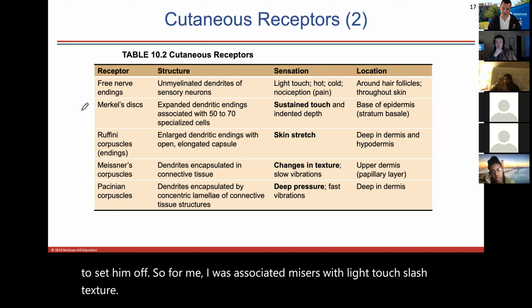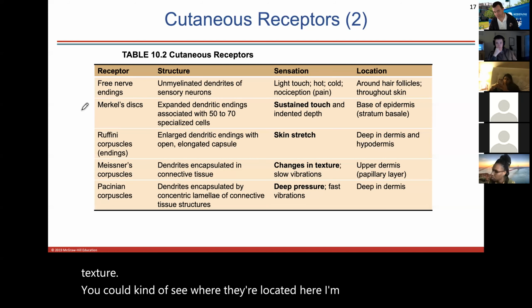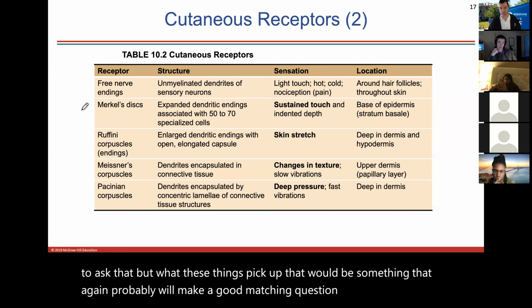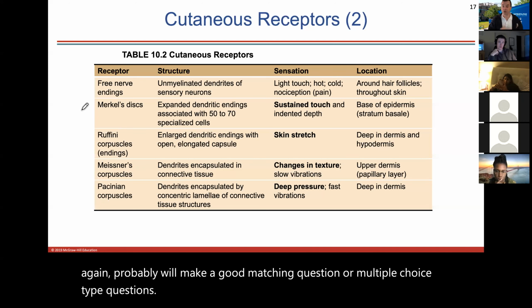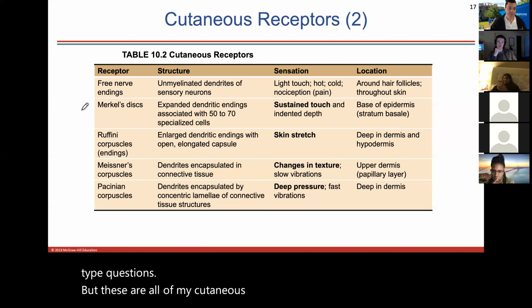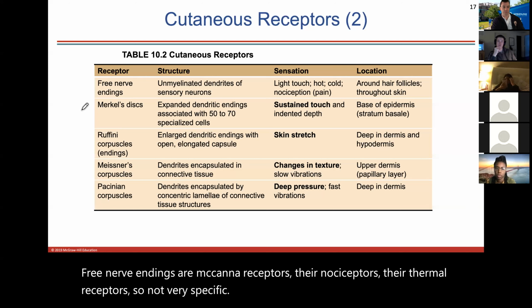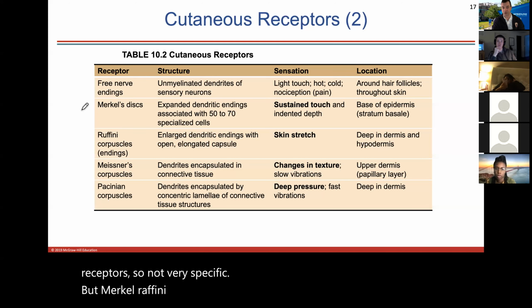You can kind of see where they're located here. I'm not necessarily going to ask that. But what these things pick up would probably make a good matching question or multiple choice type question. These are all of my cutaneous receptors right here. Again, they're all mechano in nature, right? Free nerve endings are mechanoreceptors. They're nociceptors. They're thermoreceptors. So not very specific, but Merkel, Ruffini, Meissner's, and Pacinian, they're all mechanoreceptors. They're touch.